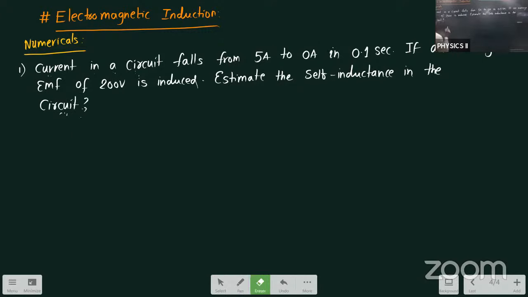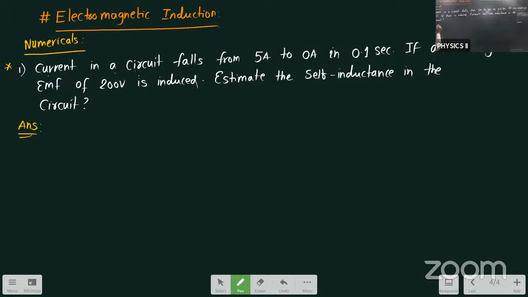See how you are supposed to answer this. First of all, write down the given quantities. What are the given quantities here? Answer. Very important numerical. You can see the previous year question paper. You will be seeing this question there. I think it will be around the 16th or 17th question in the previous year question paper.